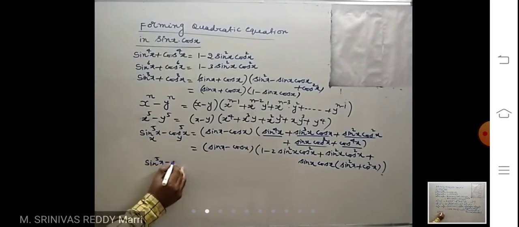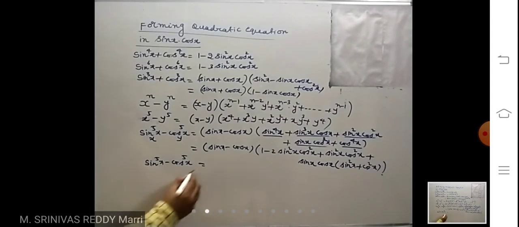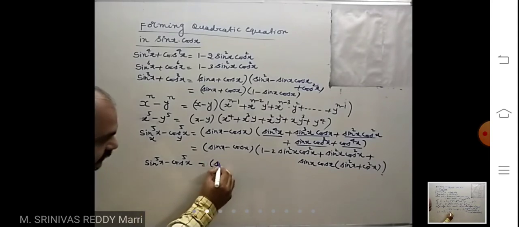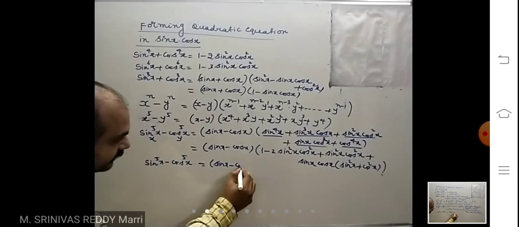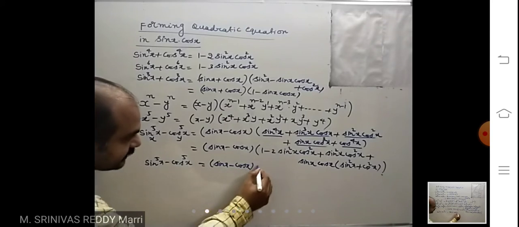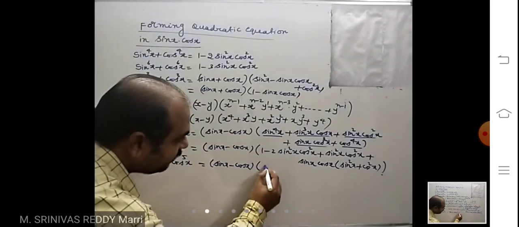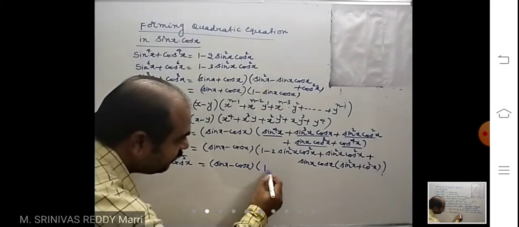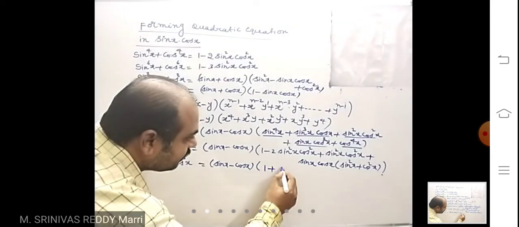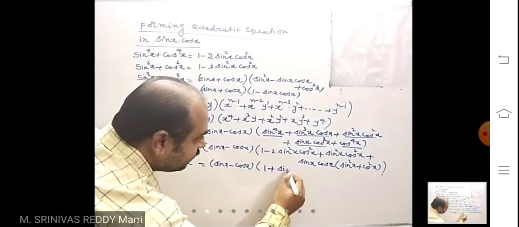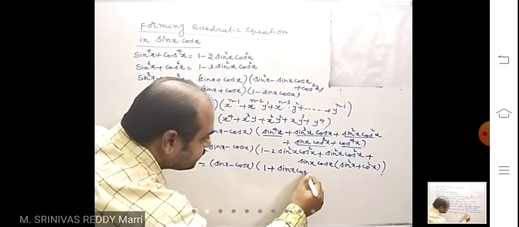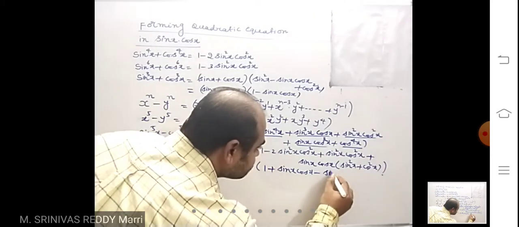Finally, sin power 5x minus cos power 5x is nothing but you will get sin x minus cos x into, look at here, this is 1, this is 1, plus sin x cos x, this one, sin x cos x minus sin square x cos square x.